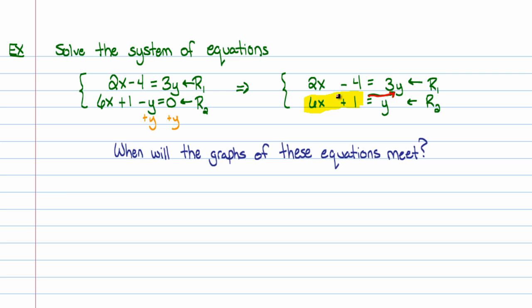So I'm taking that 6x plus 1, which is equal to y, and in the first equation where I see a y, I'll replace it with that 6x plus 1. So in other words, row 1, which I'll go ahead and write right here, row 1 is now 2x minus 4 is equal to 3. Instead of y, I'll replace that picture y with this picture 6x plus 1.